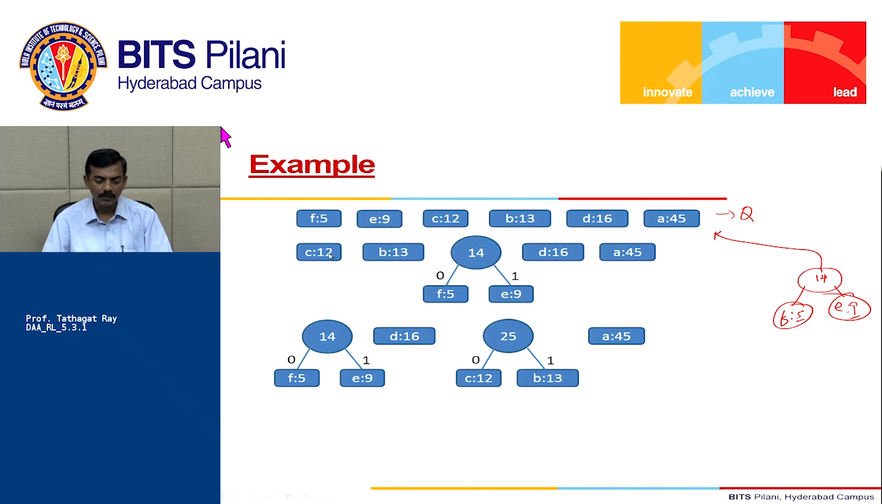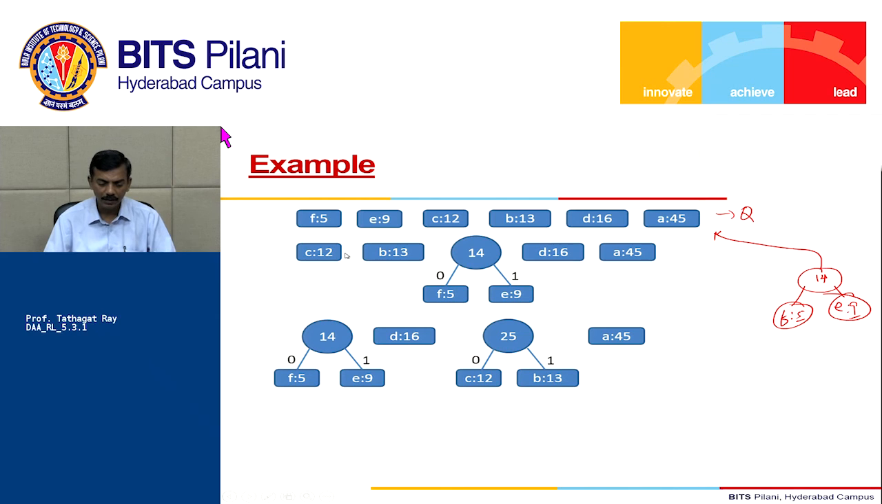So now, what is the minimum frequent one? 12. Next one, 13. Next one is 14. So this is the node Z, which is having two children, F and E. Okay. Now let's do the exercise again. So this is the first iteration. Then you will go back.